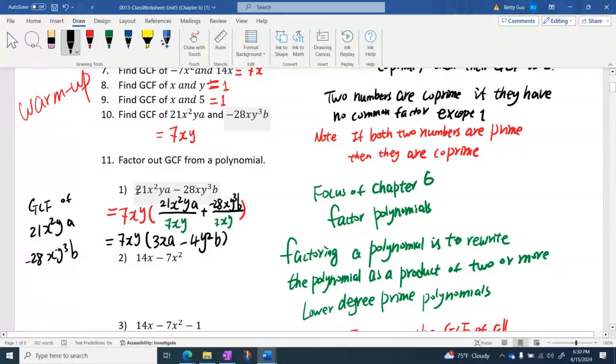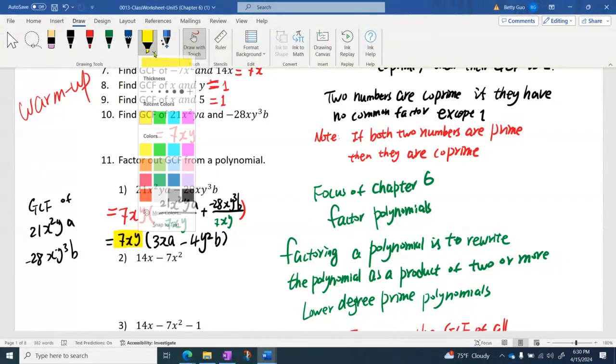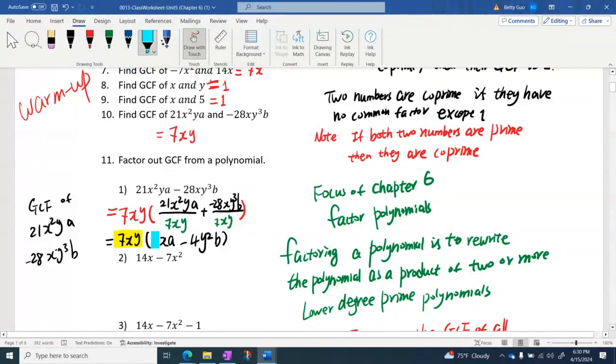As you can see, we rewrote the original binomial as a multiplication of two polynomials. Originally we are given a binomial, right? But now we rewrote the binomial as a monomial times a binomial. The 7xy, the yellow monomial, is prime. And then the blue binomial is also prime because there's nothing we can factor out.